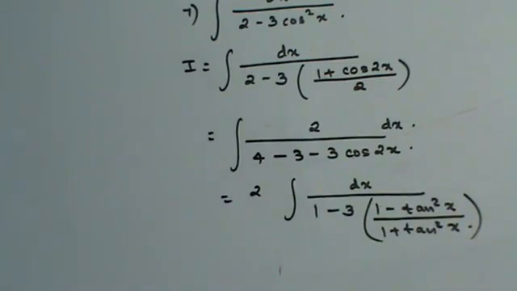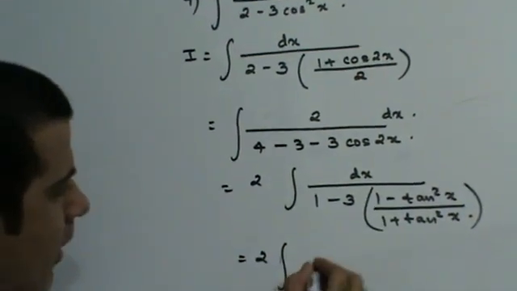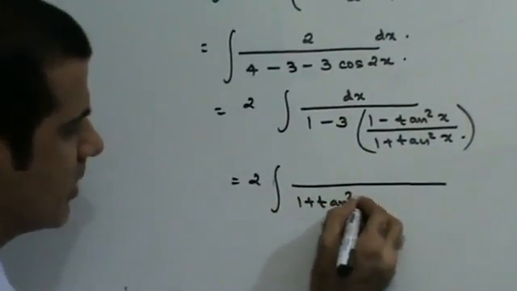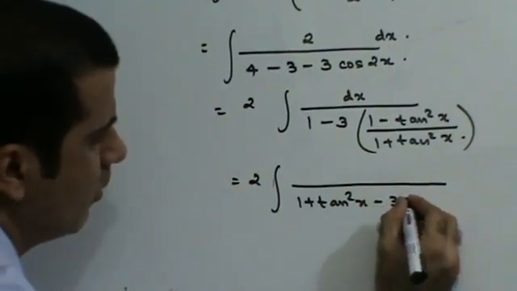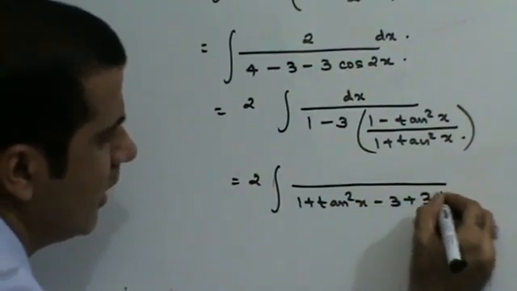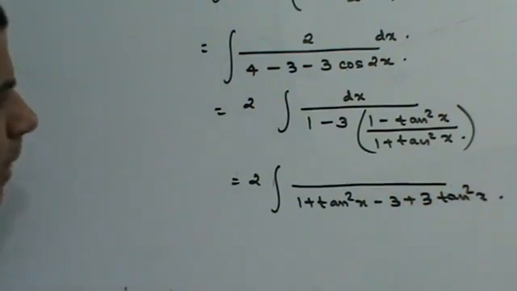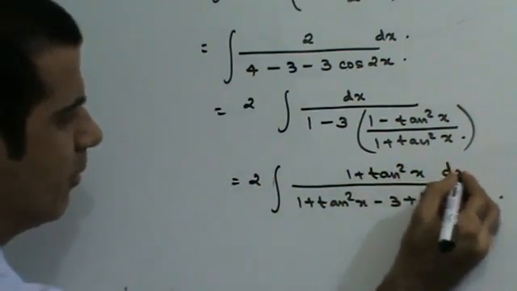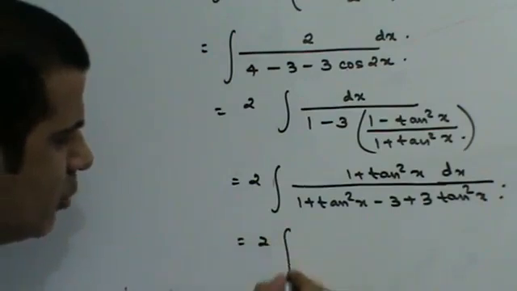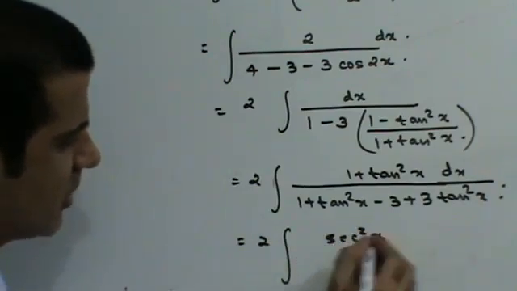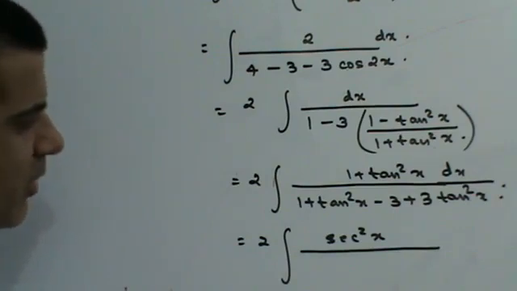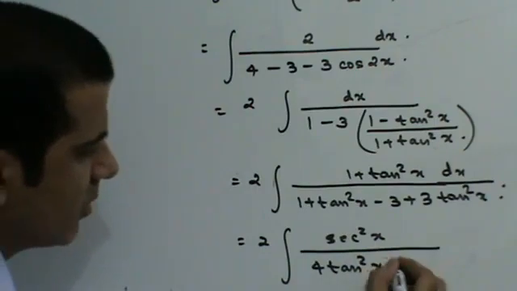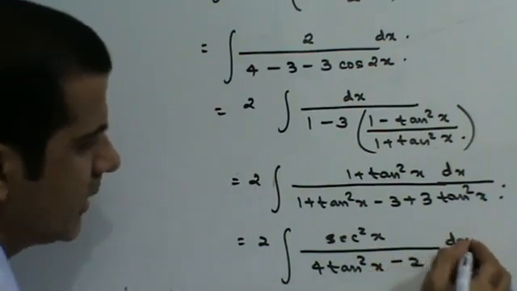Multiple angles. Again take LCM. 2 integral of 1 plus tan square x minus 3 times 1 minus tan square x, that is plus 3 tan square x, upon 1 plus tan square x, common denominator goes up, dx. This can be written as 2. 1 plus tan square x is nothing but sec square x. 3 tan square x plus tan square x is 4 tan square x minus 3 plus 1 minus 2 dx.